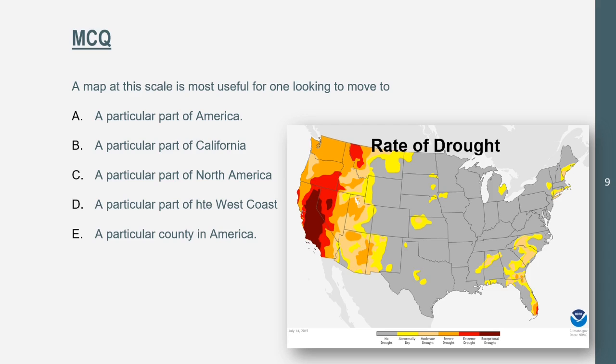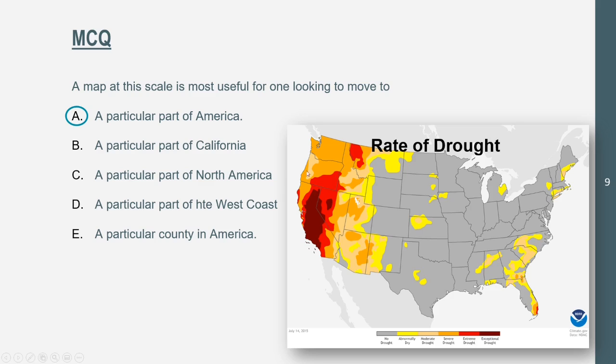Now let's get into multiple choice question practice. A map at this scale is most useful for one looking to move to what? So you don't need to know just scale. You need to know scale and scale of analysis. The correct answer is A, a particular part of America.